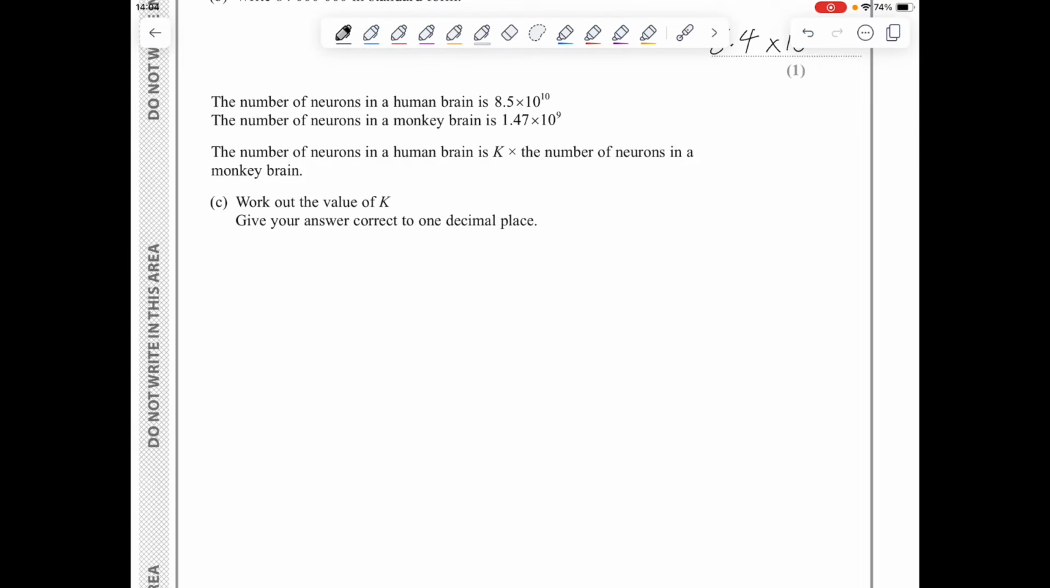For part C, I'll convert the following sentence into an equation. So the number of neurons in a human brain, and that is 8.5 times 10 to the power of 10. The magic word here is the word "is", because that's my equal sign, and then k times the number of neurons in a monkey brain, which is 1.47 times 10 to the power of 9.